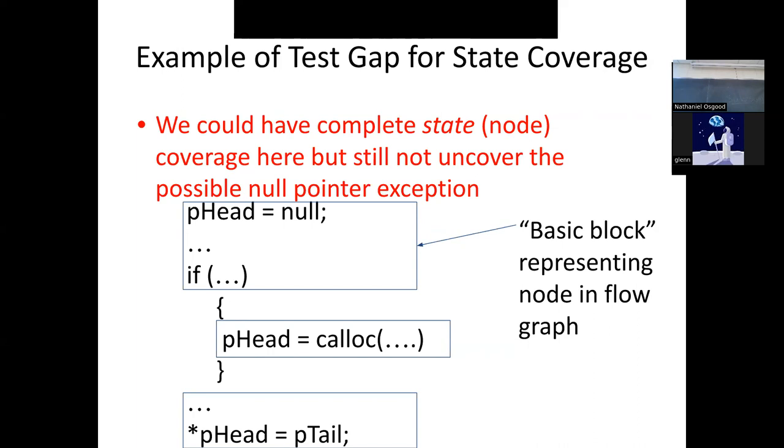What are the set of things? We call each of these blocks A, B, and C. What are the set of things we need to cover? A, B, C. If we now talk about edge coverage, what are the set of things we have to cover?